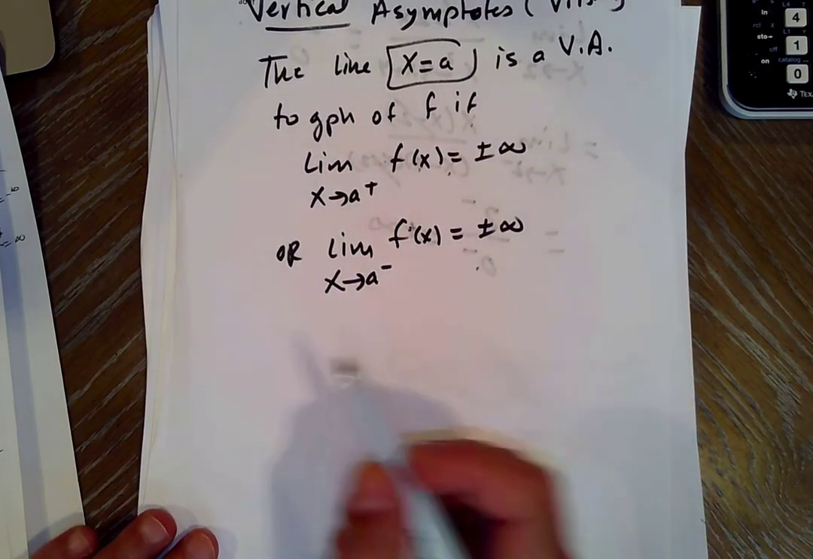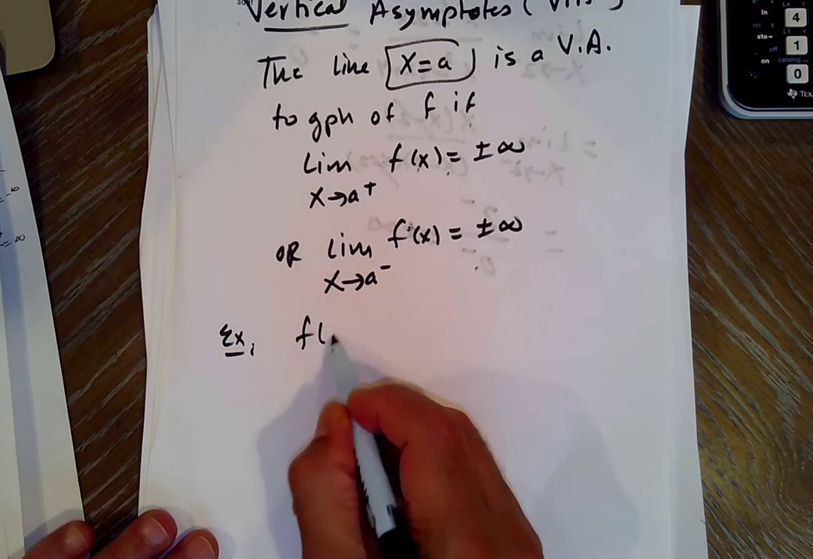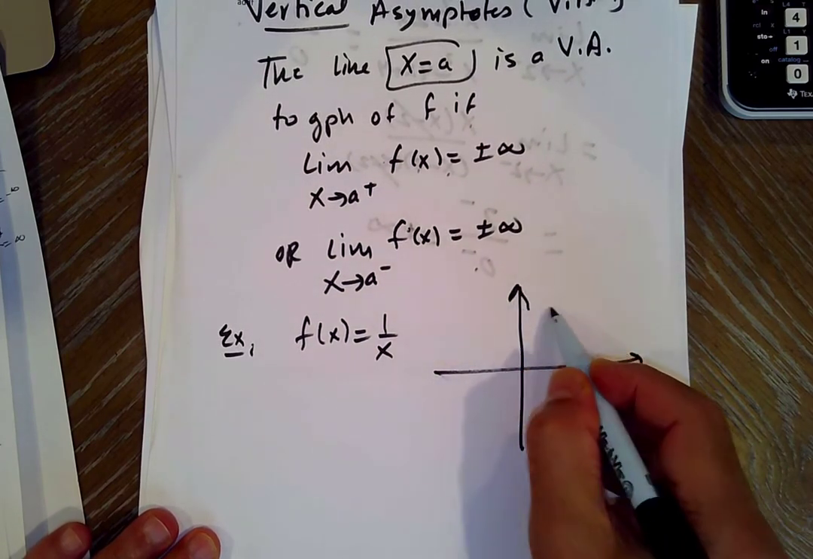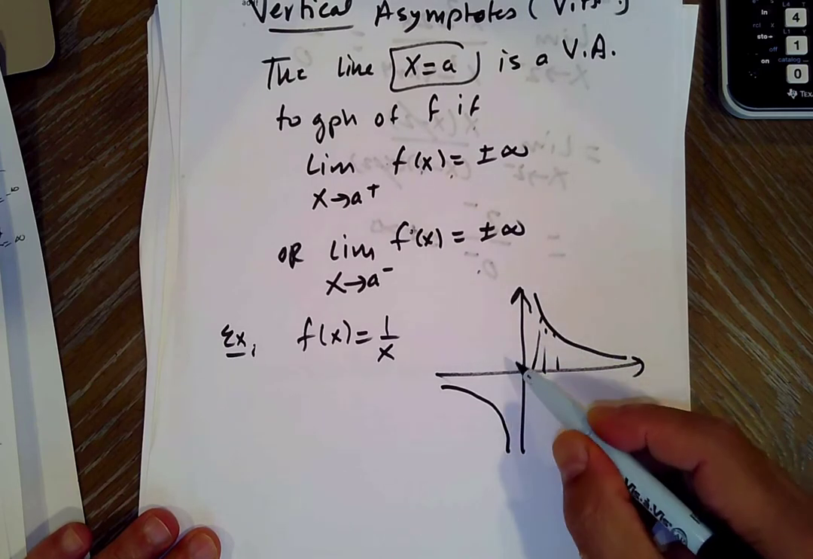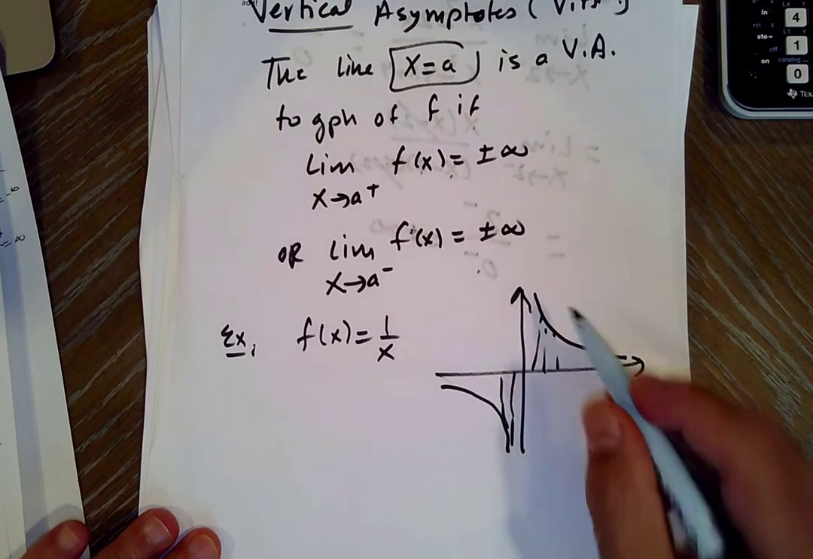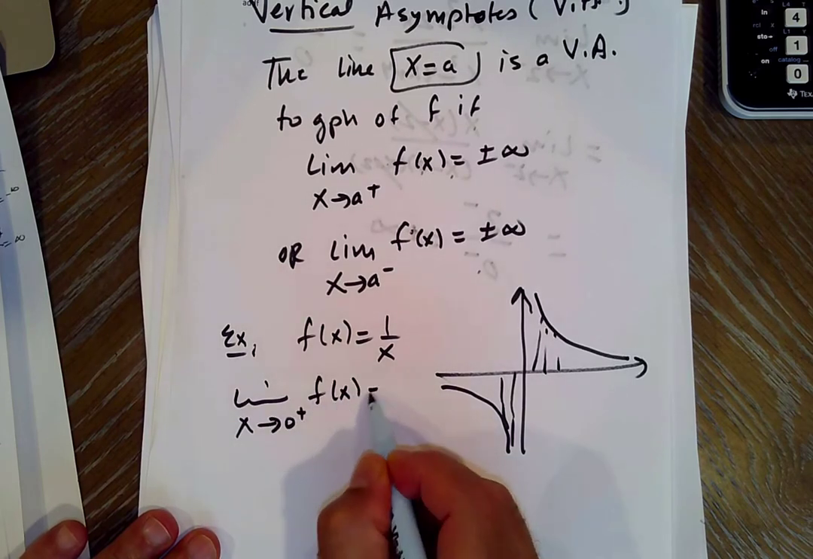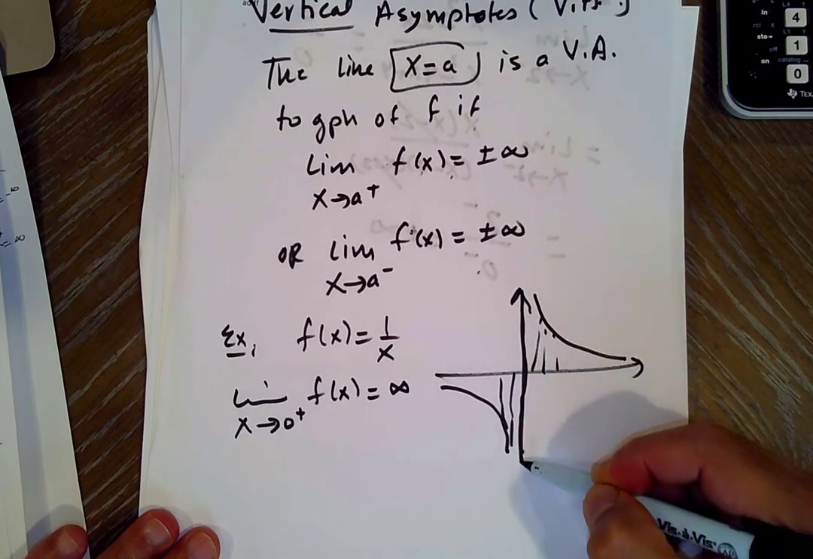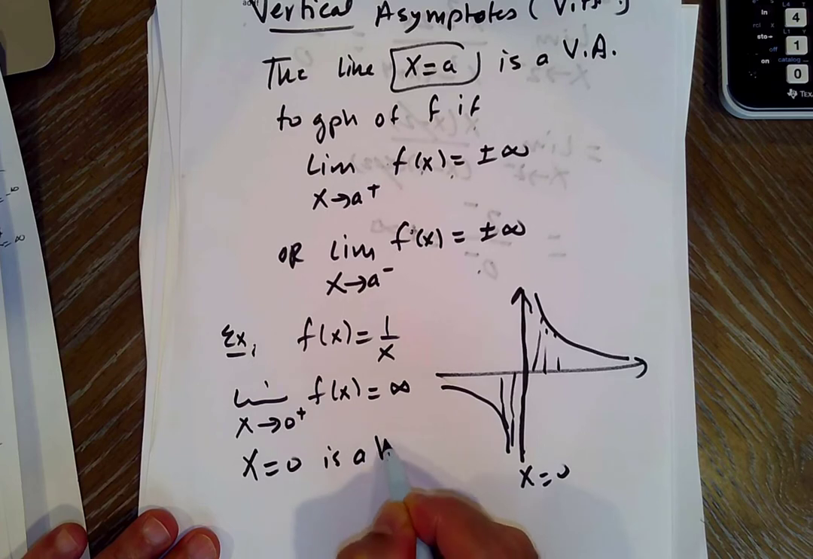Now, for example, if you have f of x equals 1 over x. If you look at 1 over x, if you know the graph, you can see as x approaches 0 plus or 0 minus, you're getting infinity. Limit as x goes to 0 plus of f of x is infinity, or 0 minus would be negative infinity. So x equals 0, which is the y-axis, is a vertical asymptote. Okay?